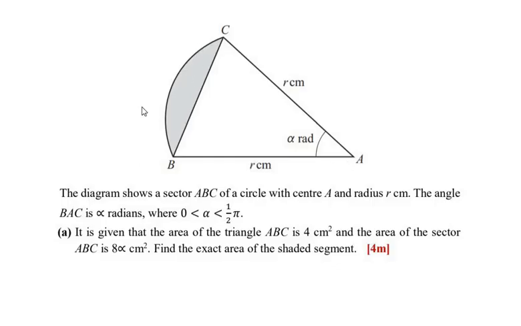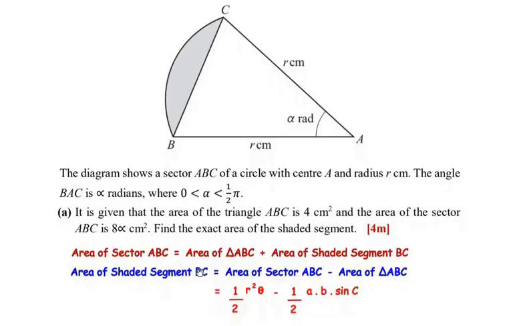Now here we can see that the area of the sector is made up of two shapes. One is the segment and the other is the triangle. So we can write the area of sector ABC is equal to area of triangle ABC plus area of the shaded segment BC. Now since here we need to find out the area of the shaded segment, let us take the area of the triangle on the other side of the equal to sign. So we get area of shaded segment BC is equal to area of the sector ABC minus area of the triangle ABC.